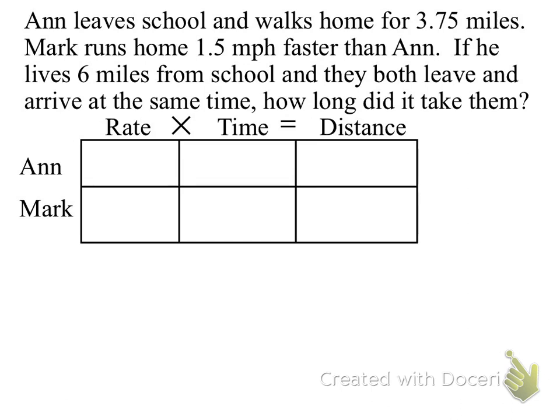Right, under distance because it's miles, and it's for Anne. So I'm going to place 3.75 here. Mark runs home 1.5 miles per hour faster than Anne. What does that mean? So what am I going to call her rate? What am I calling his? Hers is R plus 1.5.